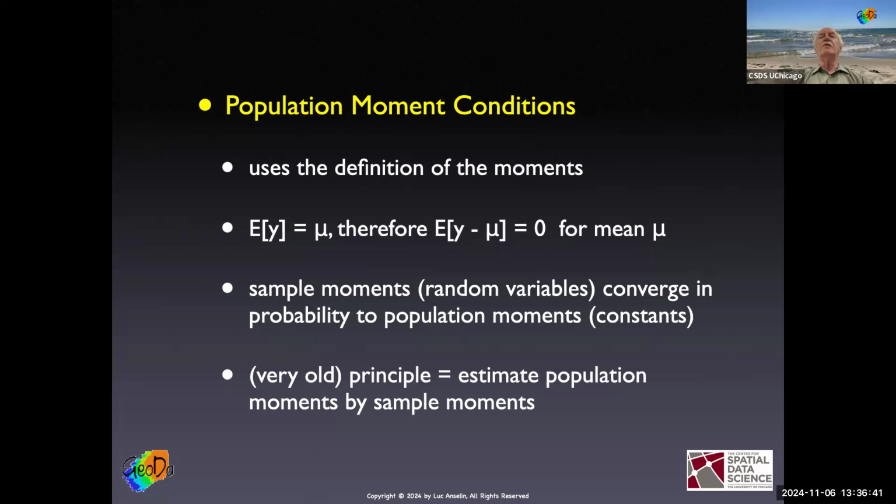And that can be generalized to any kind of sample moment. So the mean is a sample moment, the first moment. The variance is a second moment, then third moment, fourth moment. Any kind of moment computed from a sample, as long as your sample becomes large enough, converges to the population parameter of interest, the population moment of interest. Very old principle, the law of large numbers, basically. It's the same thing: the sample mean converges to the population mean.